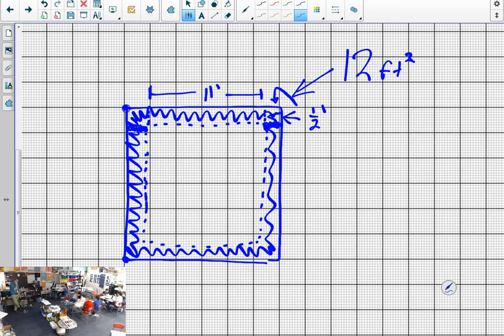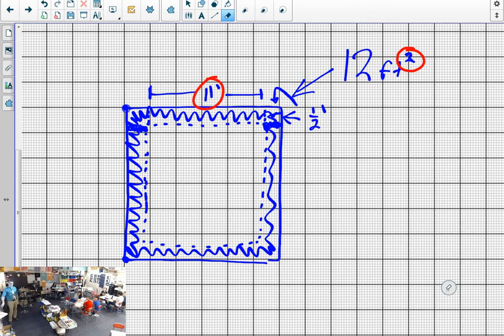Oh, okay, I think I get it. Wait, but the entire thing in the wood frame is 12 square feet. Yeah, but the only part you're covering with rocks is the 11 by 11. So how about 12 is not 12 and 11? It's not a 12 by 12.